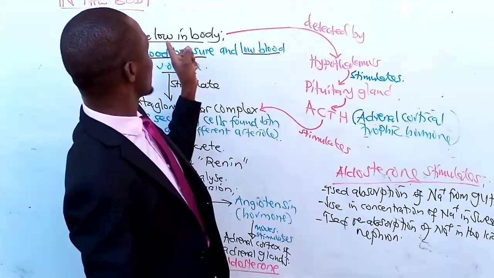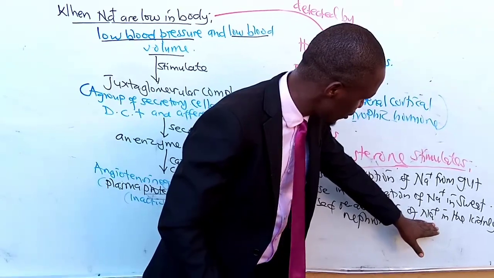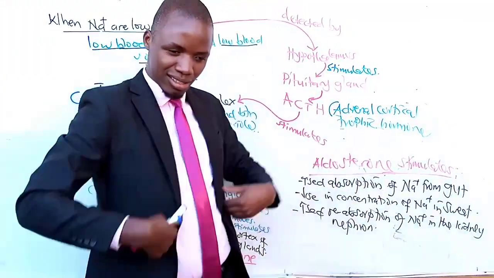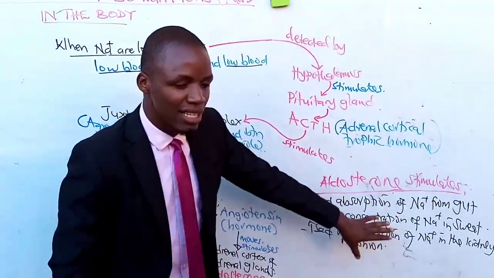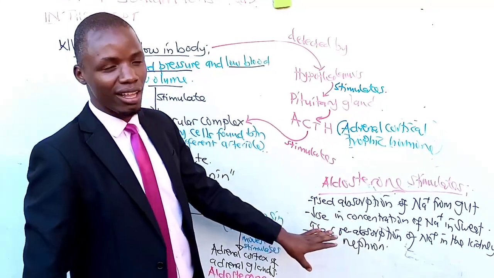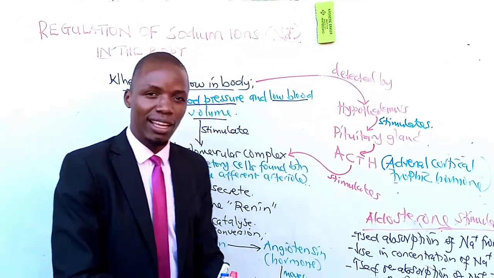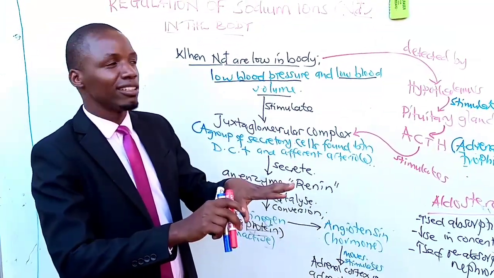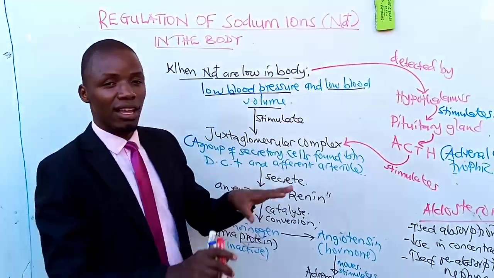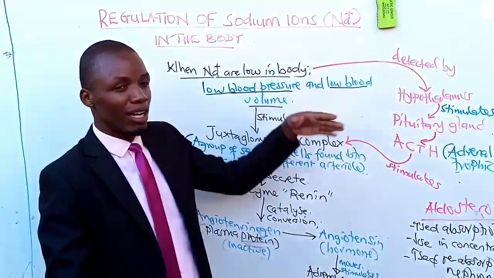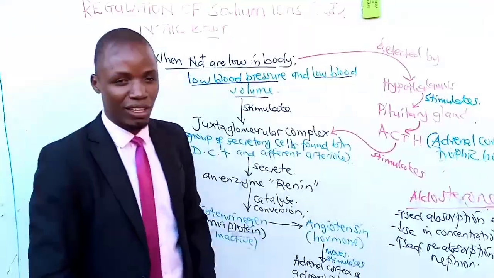So, in case sodium ions are low, then more of them are reabsorbed. In other words, the body takes them back instead of losing them in the urine. Now, guess what? After all these things have happened, you are very sure that the sodium ions which were previously low will automatically increase and we shall retain back our normal sodium ions in our bodies. Isn't that very interesting? You can imagine all these things are happening in your body when you don't know.